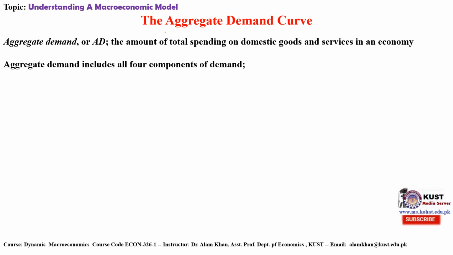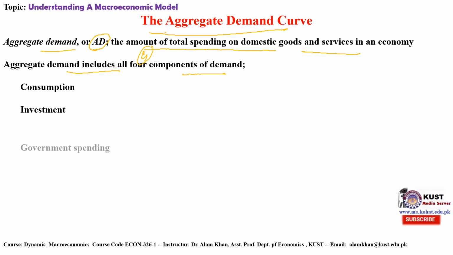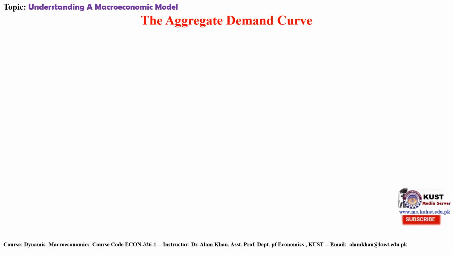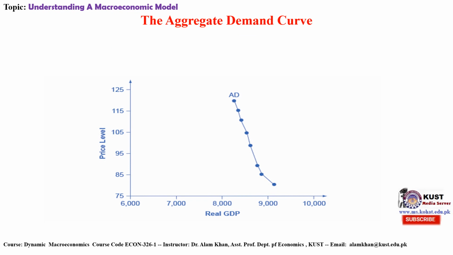The third part of this lecture is about the aggregate demand curve. The aggregate demand curve, denoted by AD, is the amount of total spending on domestic goods and services in an economy. Aggregate demand includes all four components of demand. What are those four components? Consumption, investment, government spending, and net export, export minus import. This is the shape of the aggregate demand curve.